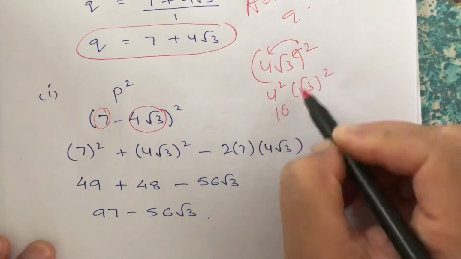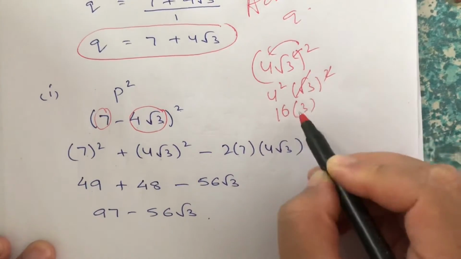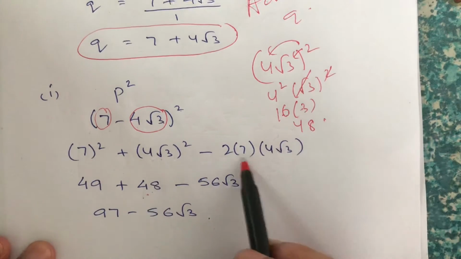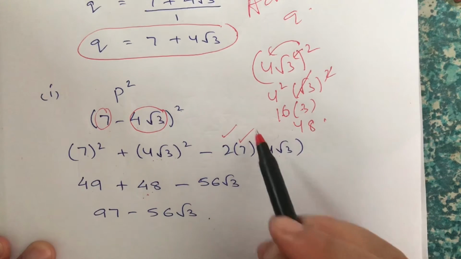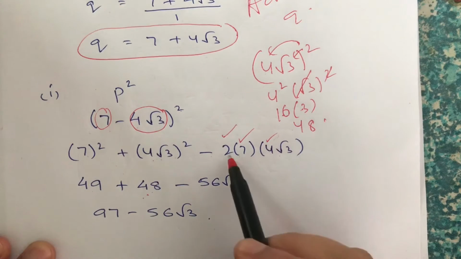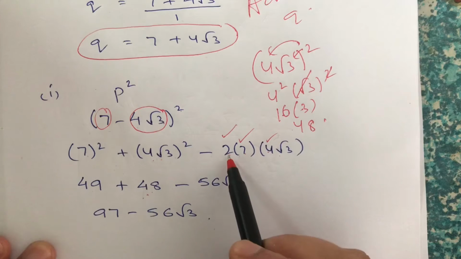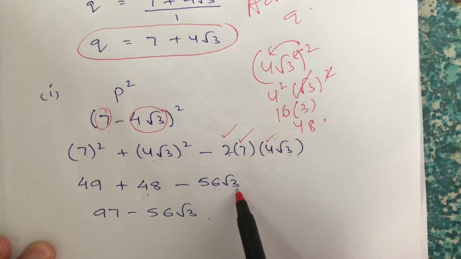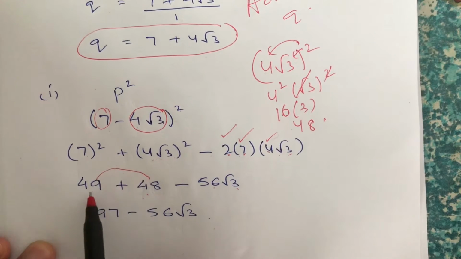So 4 squared is 16, the square and the root get cancelled, and 3 into 16 gives me 48. So this entire thing gives me a 48. Now when we are multiplying, these three don't have a root, so they will get multiplied. So 7 2s are 14, 14 into 4 will give me 56, and the root 3 as it is. And now these two are a pair, so when I add them I get 97 minus 56 root 3.